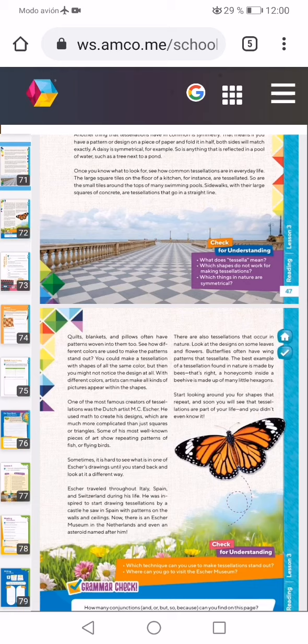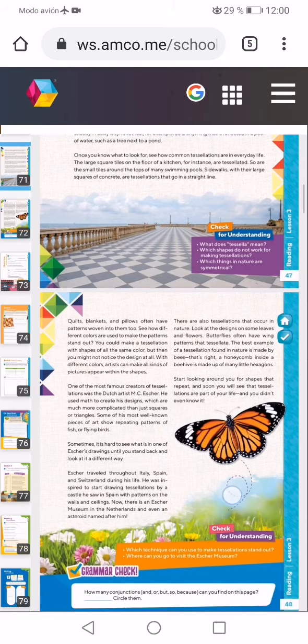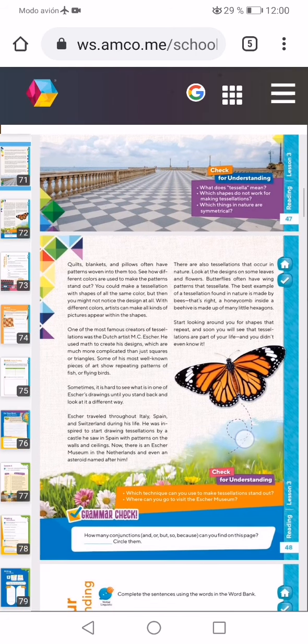Quilts, blankets, and pillows often have patterns woven into them too. See how different colors are used to make the pattern stand out? You could make a tessellation with shapes of all the same color, but then you might not notice the design at all. With different colors, artists can make all kinds of pictures appear within the shapes.